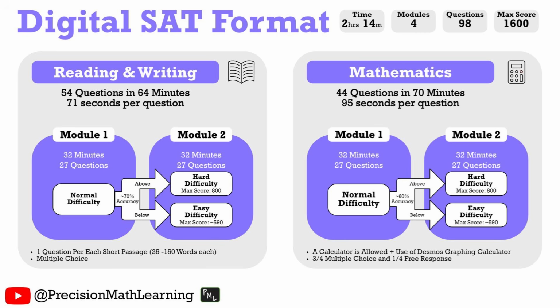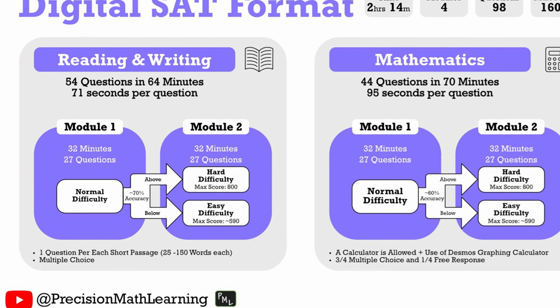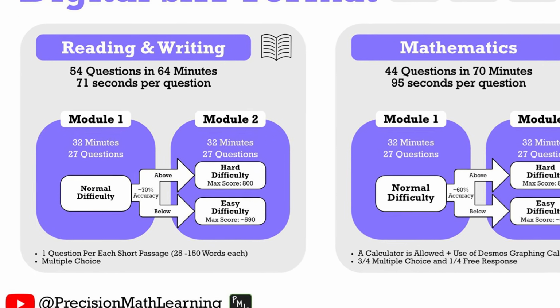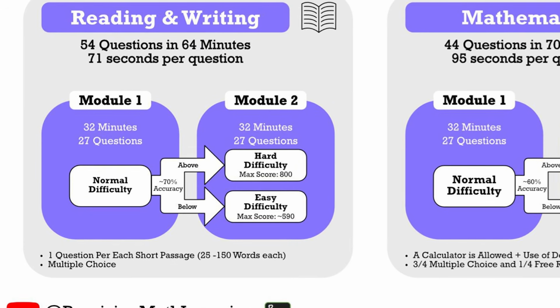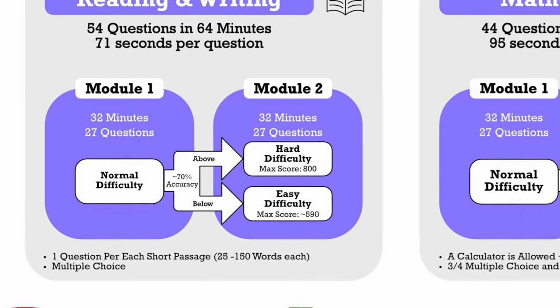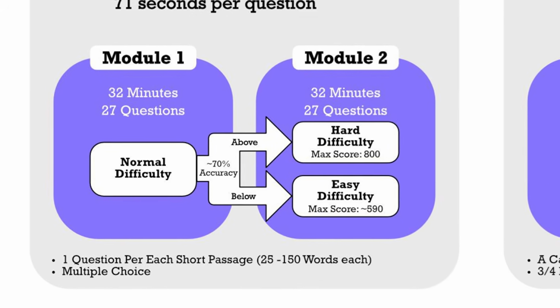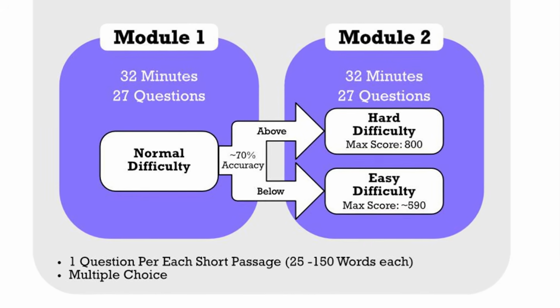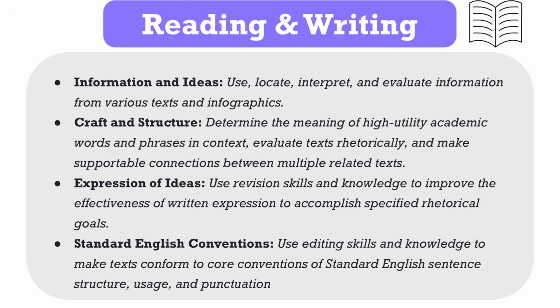Now let's talk about the reading and writing section with a little more detail. In the reading and writing section, there will be a total of 54 questions divided across the two modules, and you'll have 64 minutes to complete these two modules. The questions are designed to test your skills in understanding, interpreting, and improving texts. Unlike the old SAT, where you had to deal with longer passages, in the digital format you'll be working with shorter passages. After each passage, there's only one question, making it crucial to quickly understand the main idea and context of what you're reading. You'll need to focus on four key areas.